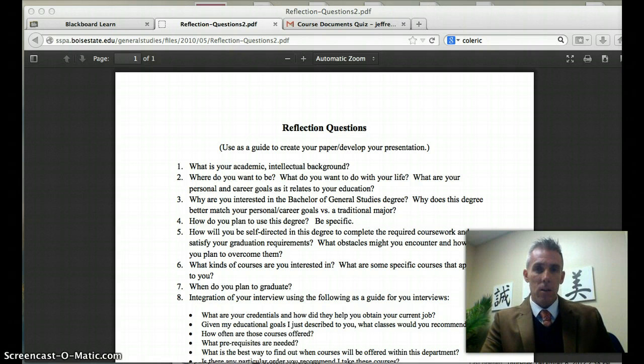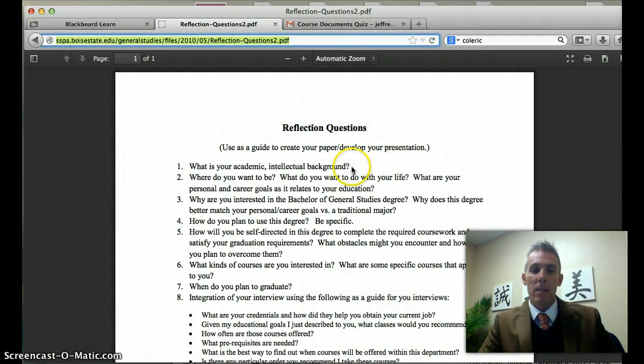So what I'd like to do is walk you through a couple of the questions here and point out how you can possibly be labeling these and then considering them for inclusion into your paper. I'll draw your attention first to question number 1, what is your academic and intellectual background? Clearly this becomes a past question dealing with the past.